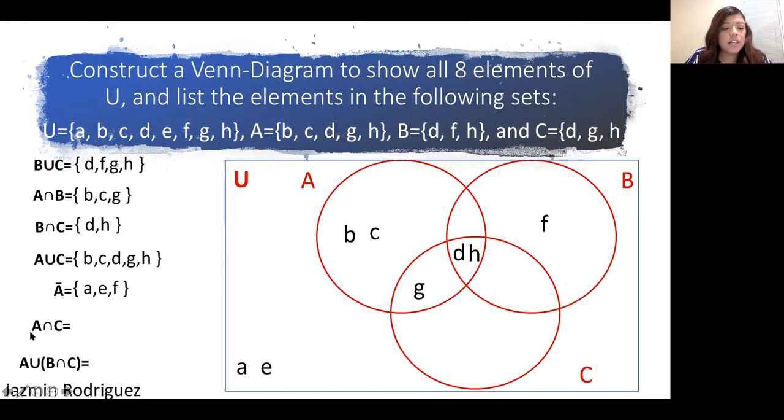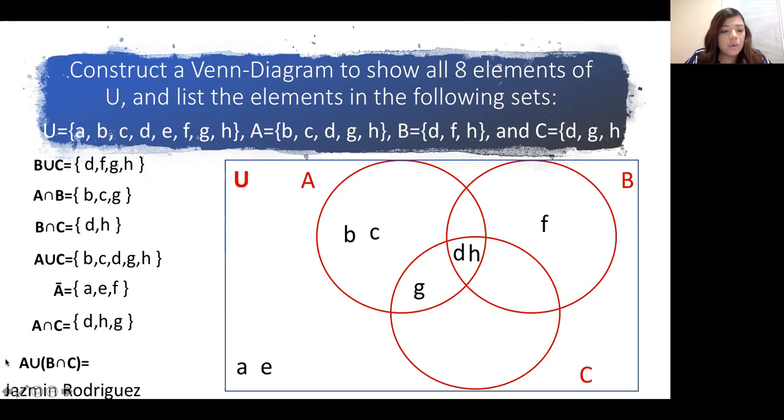And then the next one is they want to know the intersection between elements A and C. So which elements are in both A and C. And when we look at it, we have D, G, and H. Those are the only ones that are shared between A and C.